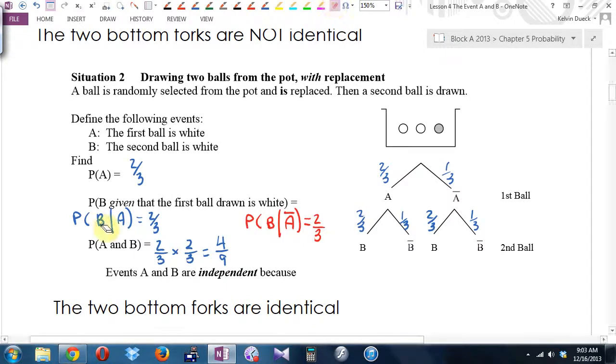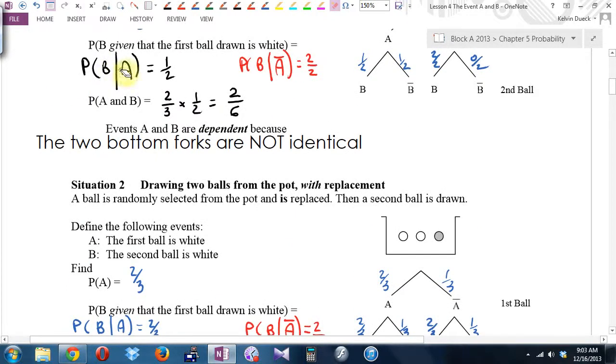Roy, do you notice that the odds of B occurring are identical whether or not A occurred? Do you notice that the odds of B occurring are not identical? It depends on whether A occurred or didn't occur. That changes the odds. That's the mathematical definition of dependence. So where it says events A and B are dependent because the probability of B given A is not the same as the probability of B given not A.